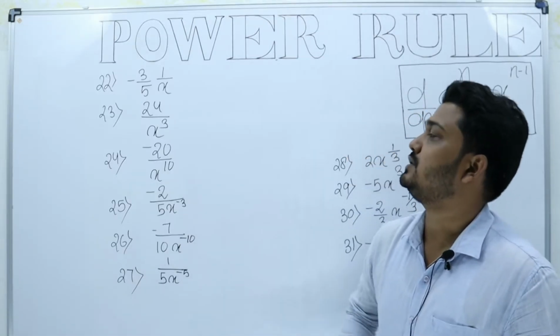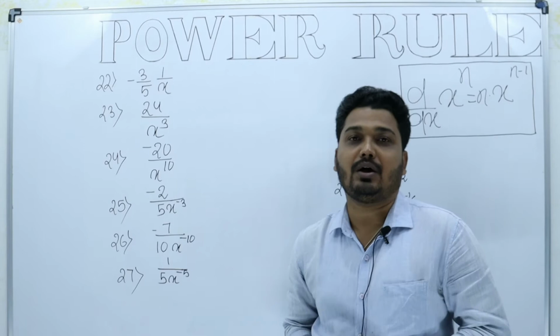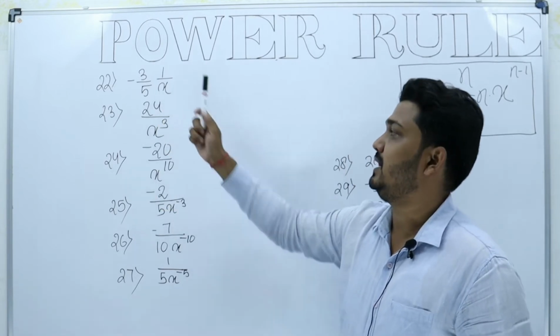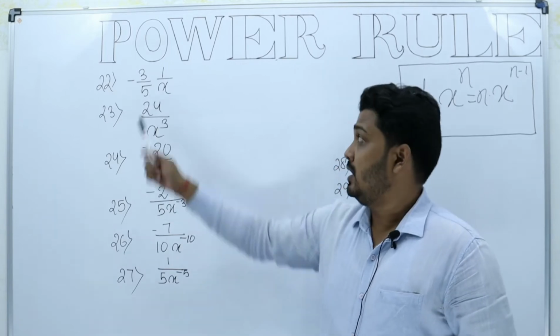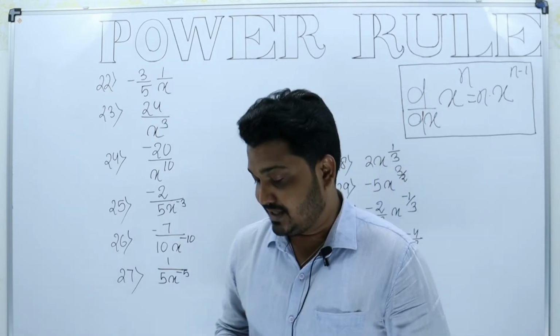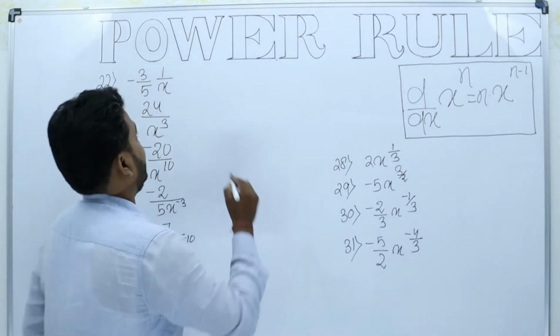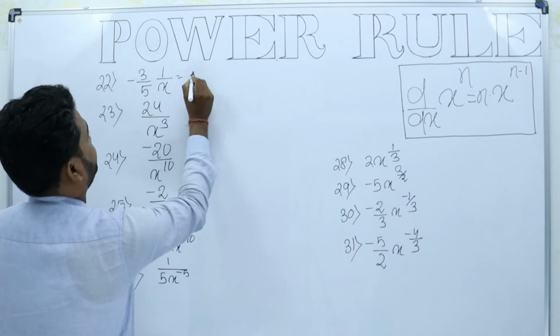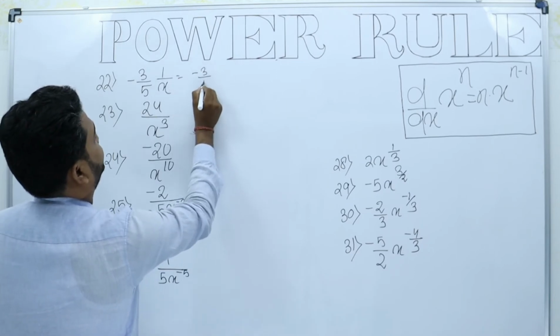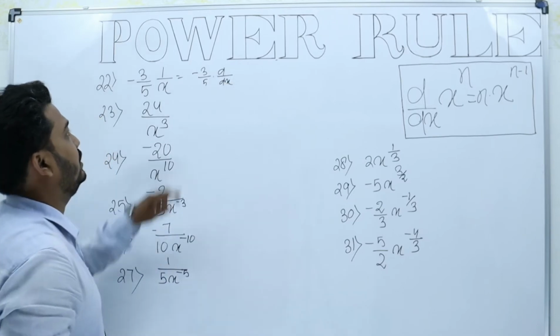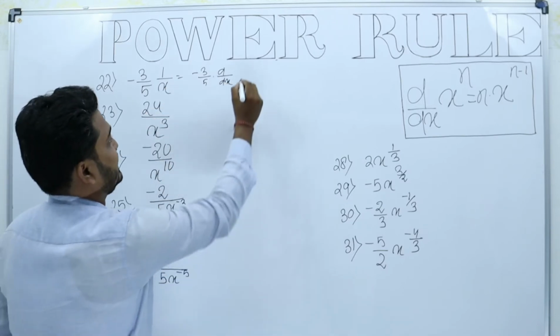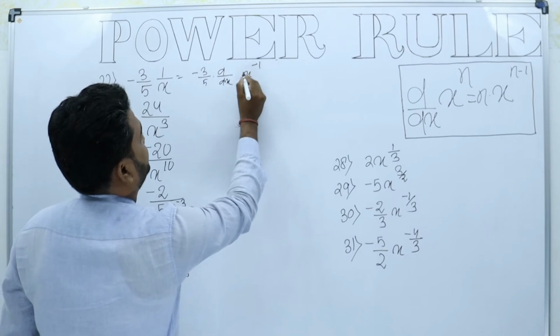So here in the next question we have to find the derivative of minus 3 by 5 into 1 by x. Here minus 3 by 5 is constant. 1 by x can be written as x to the power of minus 1. So in the next step it is minus 3 by 5 into d by dx of 1 by x. I am writing this as x to the power of minus 1.